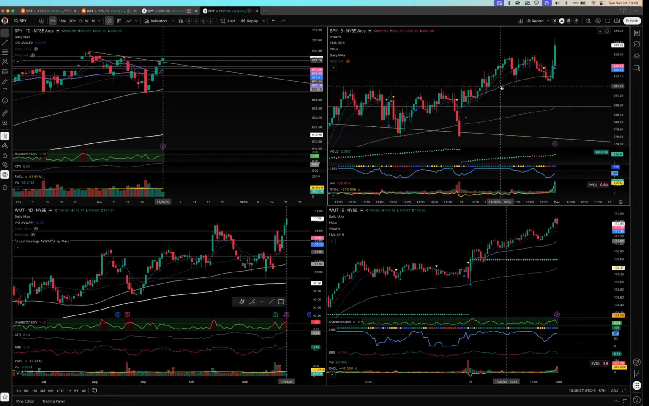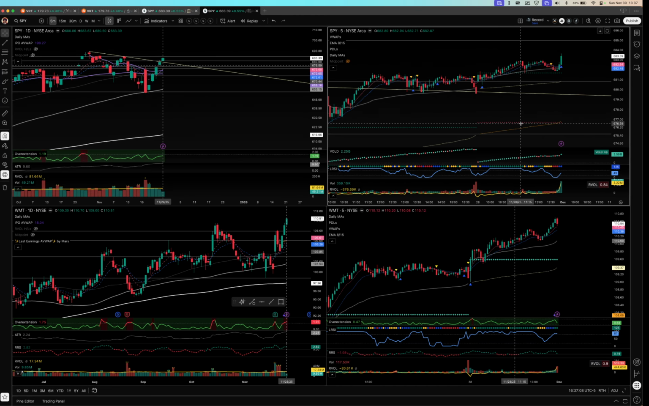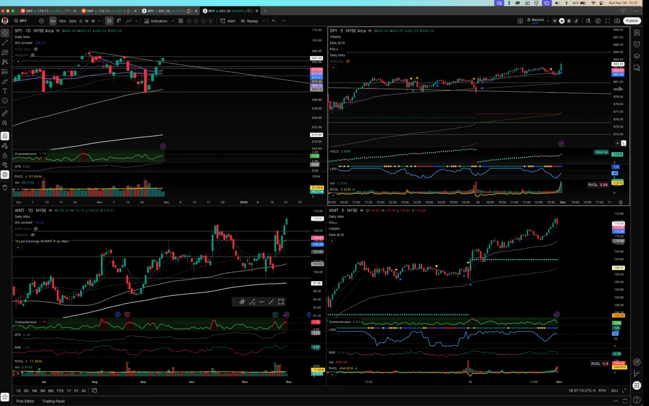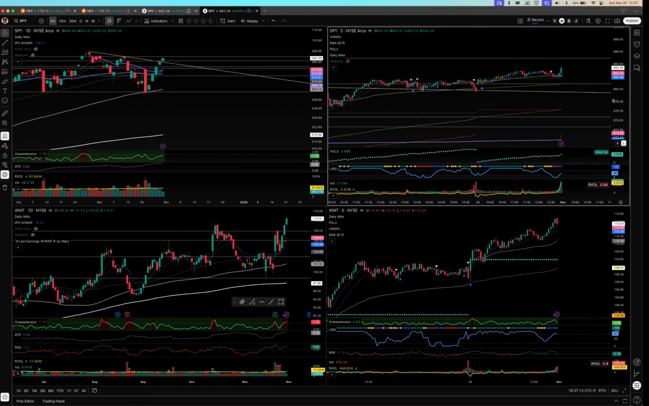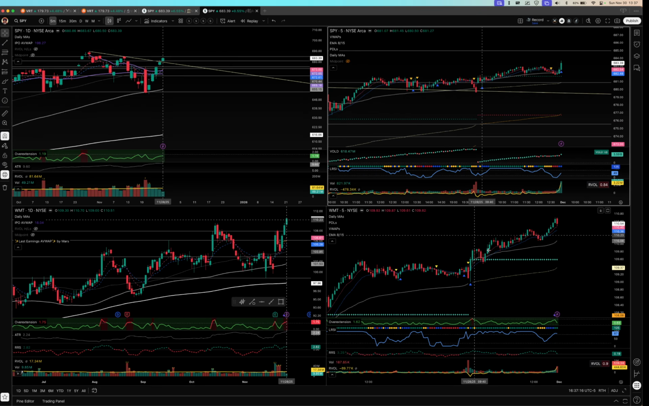I also have these dashed lines over here. So this is my PDL, my prior day levels. This green line means this is the prior day's high. This red line over here is the prior day low. And if I were to zoom out a lot farther, you'd probably see the low from, I may actually not have it on here.